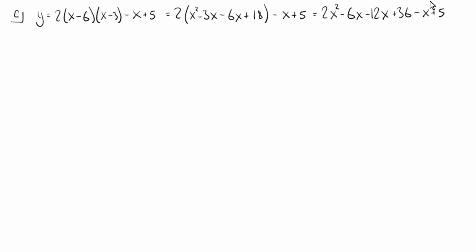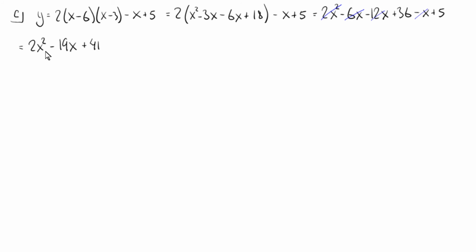We can now combine like terms. We can already see this is going to be a quadratic function. There is no cube term. The highest order term is a squared term. So we have 2x squared. Then we have -6x minus 12x is -18x. Minus x is -19x. And then finally we just have 36 plus 5, which is positive 41. So here is our quadratic function.